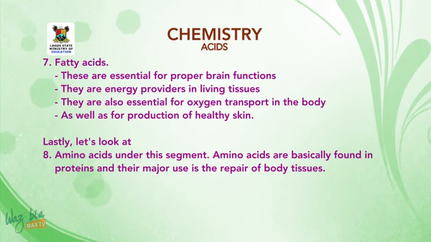Number 7, fatty acids. These are essential for proper brain functions. They are energy providers in living tissues. They are also essential for oxygen transport in the body, as well as for production of healthy skin. Lastly, let's look at amino acids under this segment. Amino acids are basically found in proteins, and their major use is the repair of body tissues.